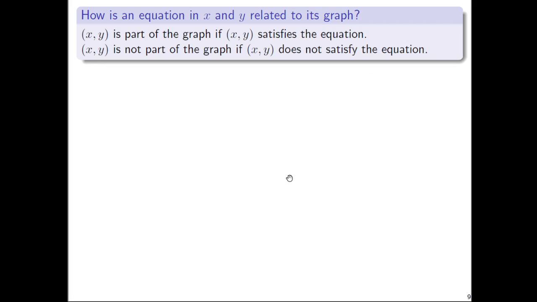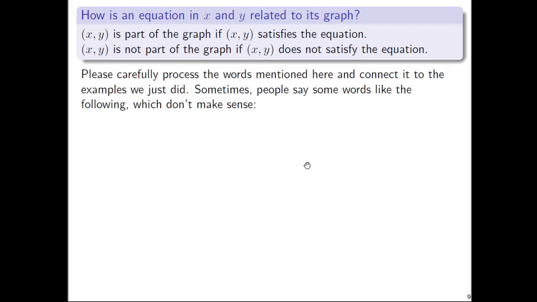It's that you have a point being part of the graph if that point satisfies the equation, and a point is not part of the graph if the point doesn't satisfy the equation. Please carefully process the words that are mentioned here. It's important to really process these words. It's not just a matter of memorization. Actually understand what this is saying. Connect it to the examples we just did.